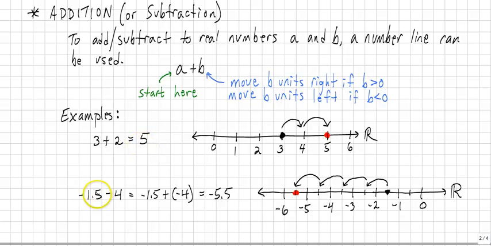Let's say you've got negative 1/2 minus 4. Well, that would be the same thing as negative 1/2 plus the opposite of 4, or negative 4. And we know that's going to end up being negative 5.5. So let's see why. We'll start at negative 1/2, right here. And since 4 is negative, we'll move 4 units to the left on the number line. So move 1 unit, 2 units, 3 units, 4 units to the left and end up at negative 5.5. So that's one way you can think of how to add or subtract real numbers.